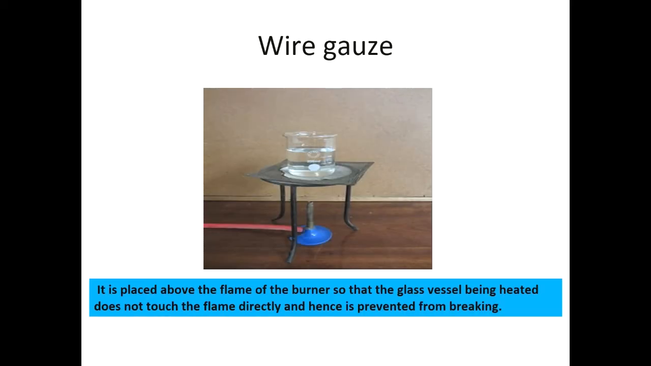Next, wire gauze. This is the wire gauze. This is the beaker, this is the wire gauze and stand. What is the use of wire gauze? It is placed above the flame of the burner, so that the glass vessel being heated does not touch the flame directly and hence it is prevented from breaking. So wire gauze is intermediate between the burner and the vessel.